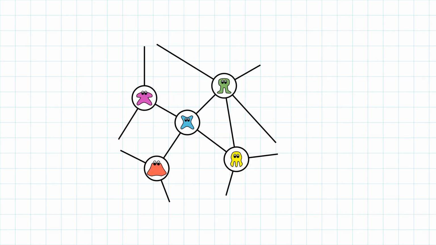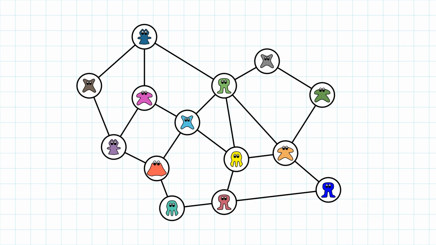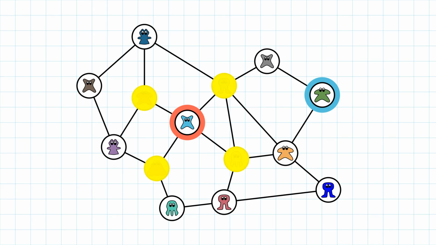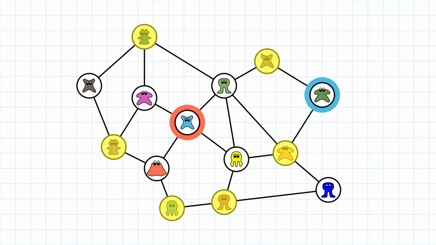Imagine that we have a social network, and we want to find out how far this person is from this person. Using BFS, we will search in layers. First, immediate friends, then second-level friends, and so on, until we find the person we're looking for, or until we decide to stop searching because this person is too far.